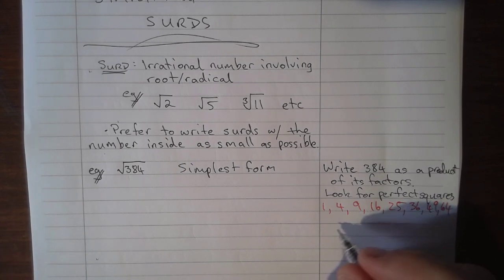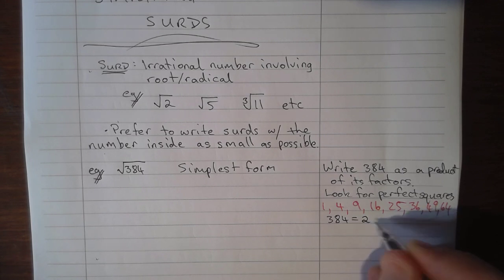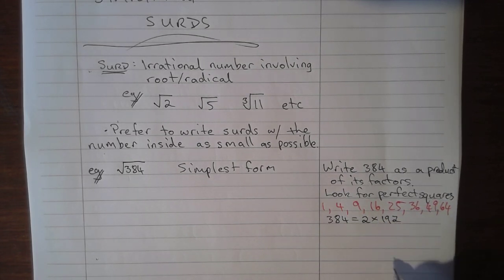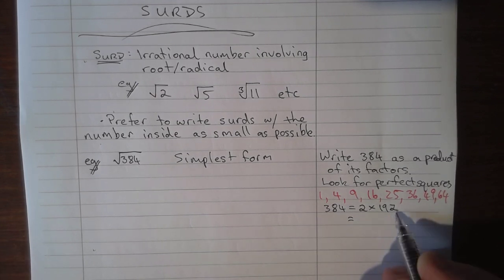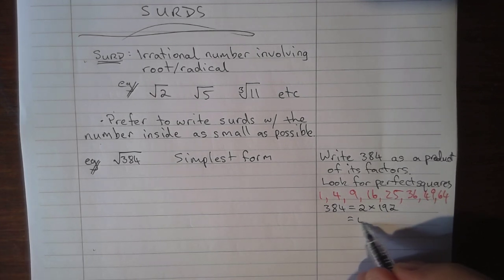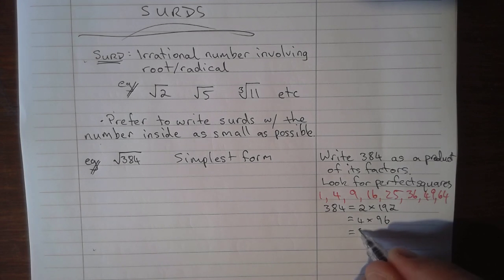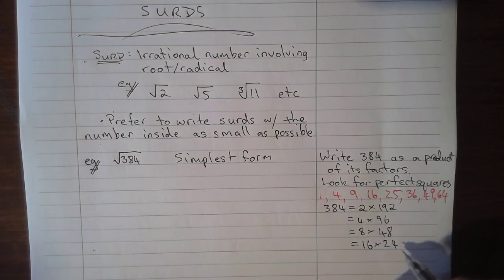I'm going to start with a pretty rough way of doing this. I can see 384 is even, so it's definitely 2 times something. 2 times 192. If you're not comfortable doing that, you can plug it into your calculator or do it in long form as well. So 384 is 2 times 192. 192 is still even, so I can pull another 2 out of that. 2 times 2 is 4, and it'll be 96 that we're left with. Still even, I'm going to get 8 times 48. I'll keep going, that's even too. So I've got 16 times 24.